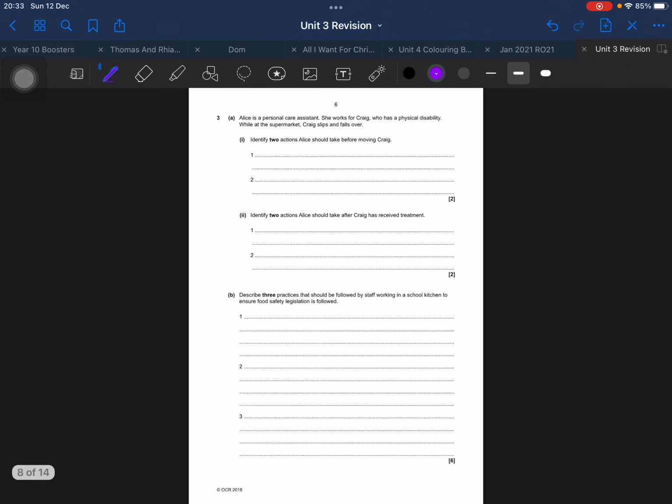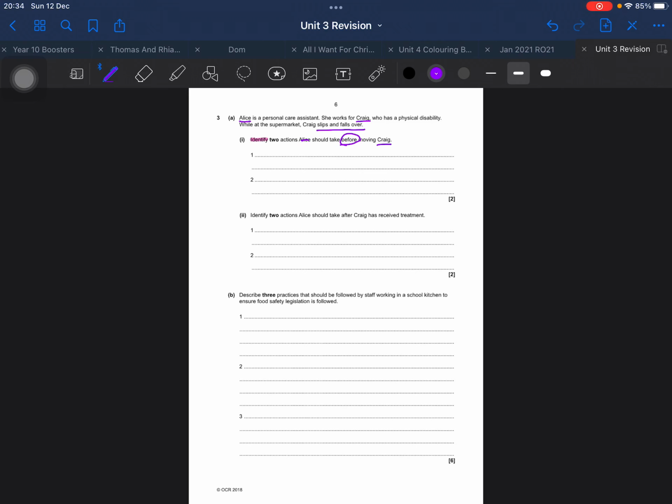Okay, on to question 3. Flying through this paper. So, Alice is a personal care assistant. She works for Craig. So we've got Alice, we've got Craig. Craig has a physical disability. While at the supermarket, Craig slips and falls over. So we're going to identify 2 actions that Alice should take before moving Craig.